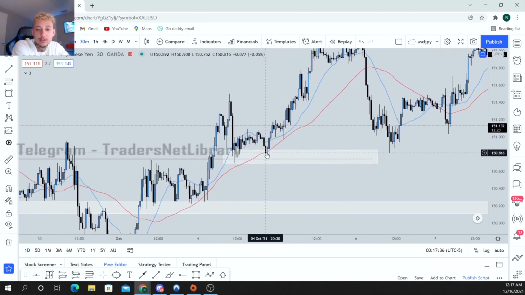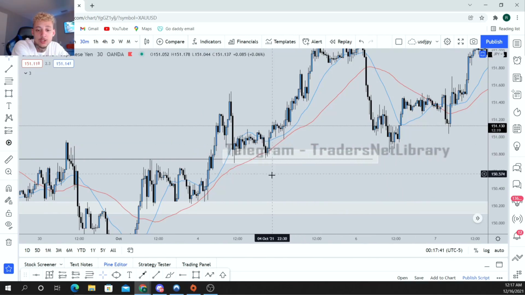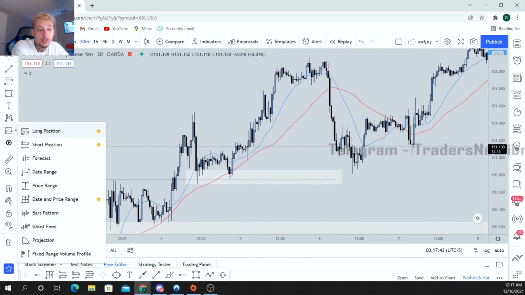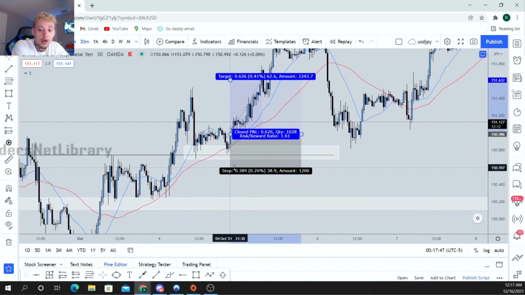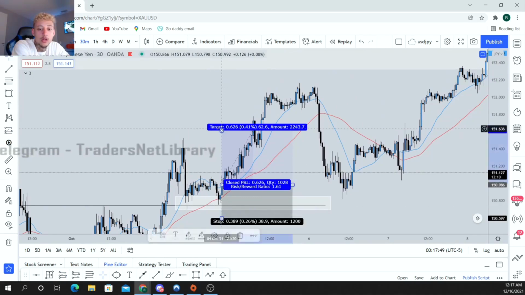Notice how price came into the zone, rejected the 51 SMA, and then we had a bullish variation pattern. That right there would have been your entry signal. I'm going to buy right here. Where's your stop loss going to be? Under support. Where's your target going to be?